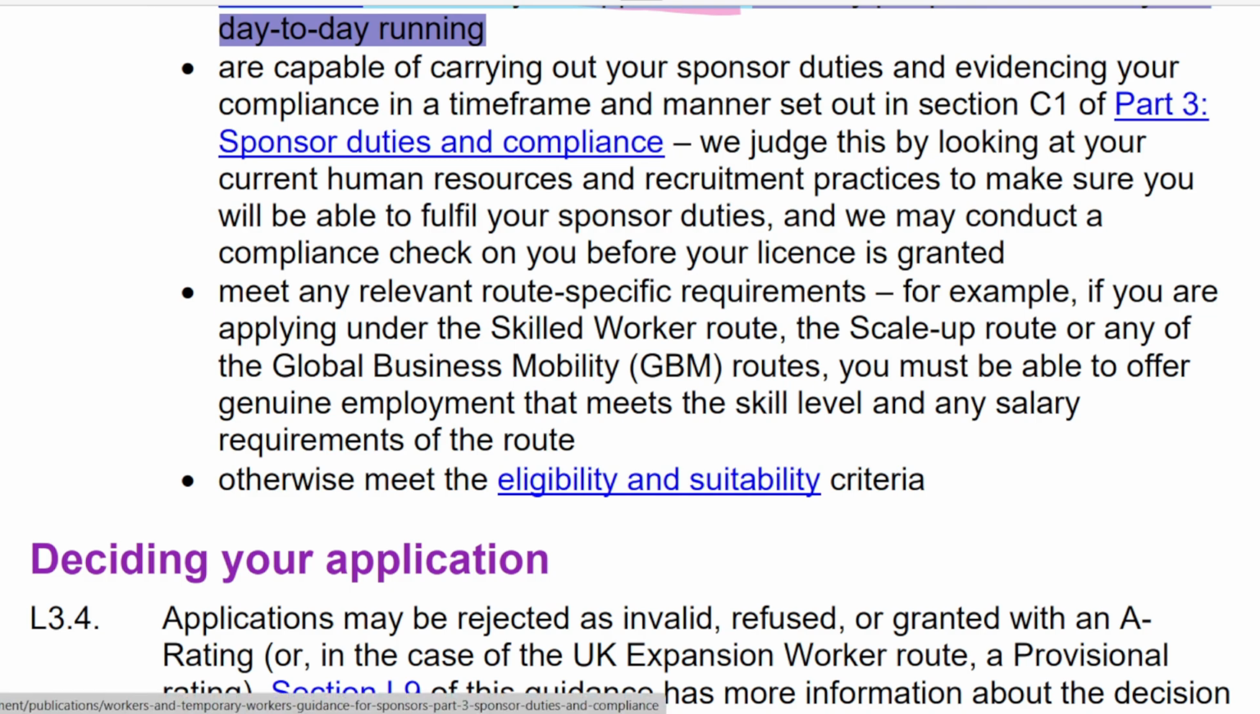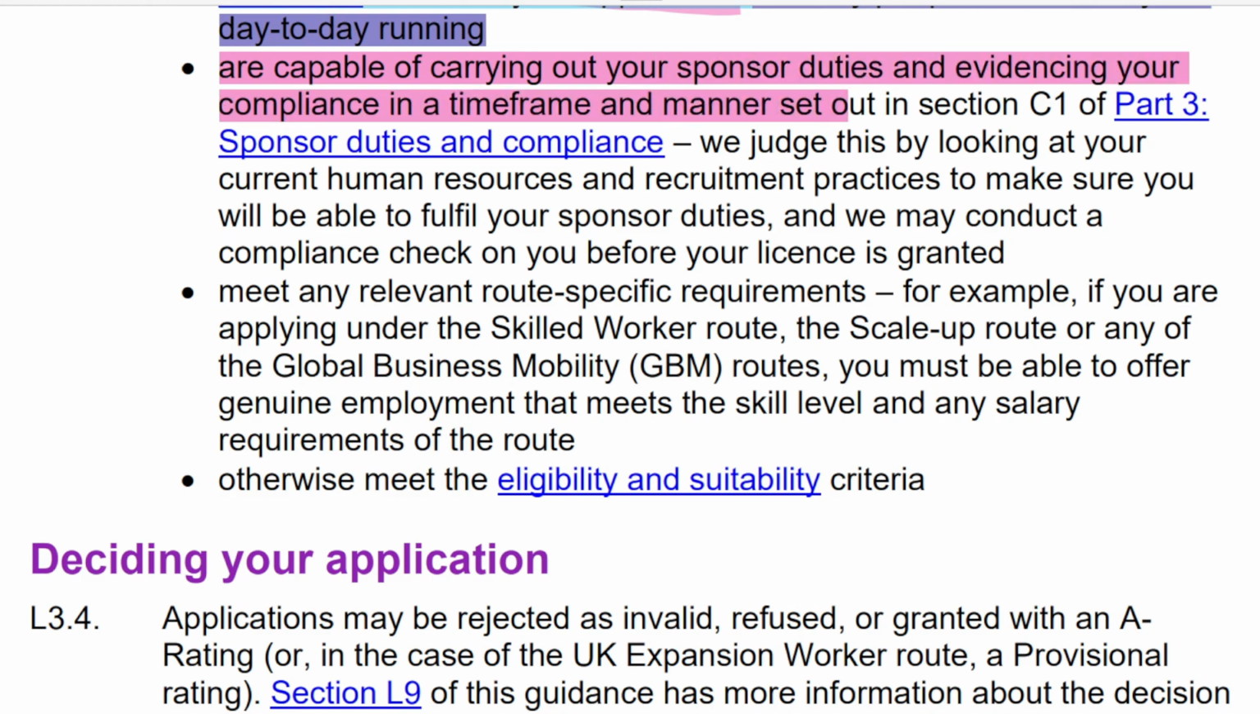It further says you are capable of carrying out your sponsor duties and evidencing your compliance in a timely manner, which is mentioned in the C1 section as part 3, sponsor duties and compliance, which we have discussed already. But we will discuss that further in detail as well. What do we mean by sponsor duties and compliance?